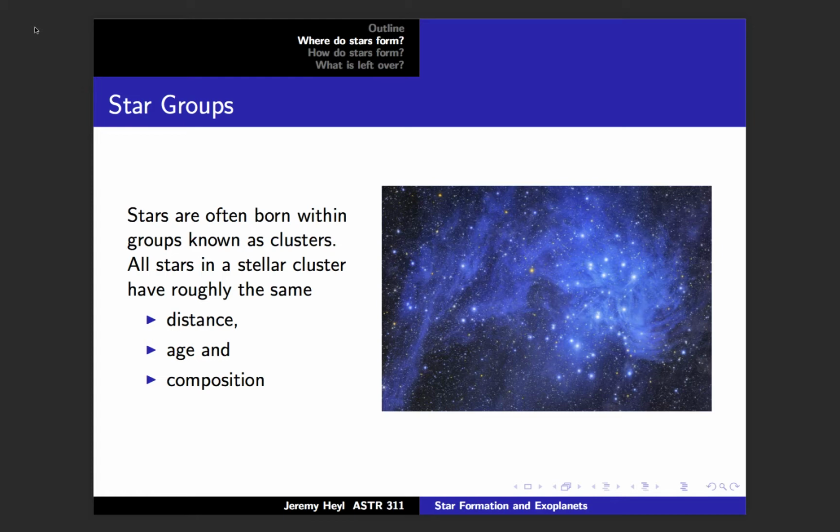As we talked a little bit before, stars are often born in groups called clusters. Here's the Pleiades cluster. These are super useful because all the stars are about the same distance away from us. They were all born about the same time ago, and they're all about the same composition. So by looking at clusters, we see stars that are different, but the only thing that's different about them is how massive they are. Some are bigger and more massive than others.